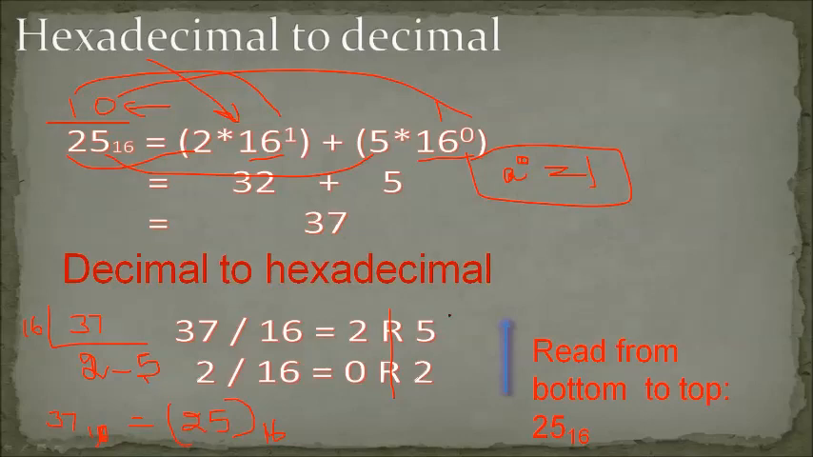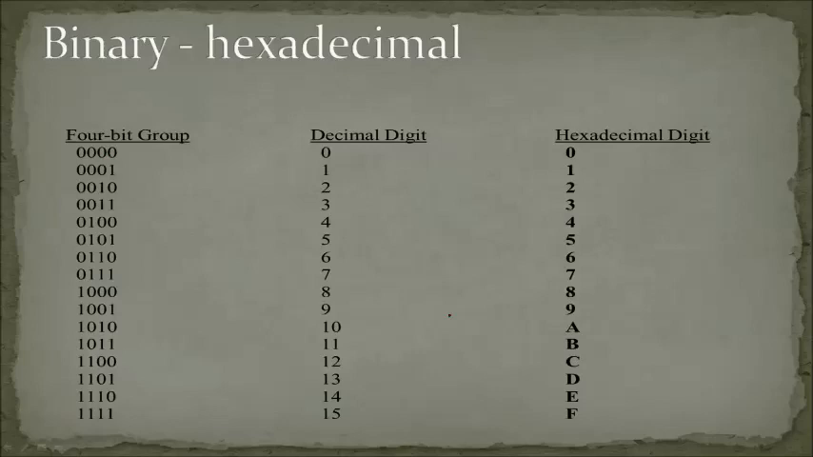Is it clear? Next one, binary to hexadecimal, same way. Whenever you use hexadecimal, you have to use 4 bits. 4 bits is nothing but 4 digits: 1, 2, 3, 4. A 4-bit group will be there. So 0000 becomes 0 in hexadecimal. Next, 0001 will become 1. The same as what we learned in the previous slides, in the reverse order. 0010 becomes 2.